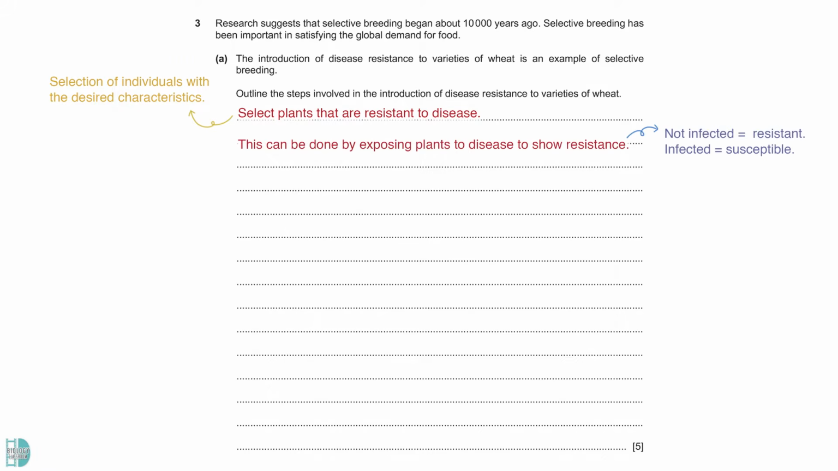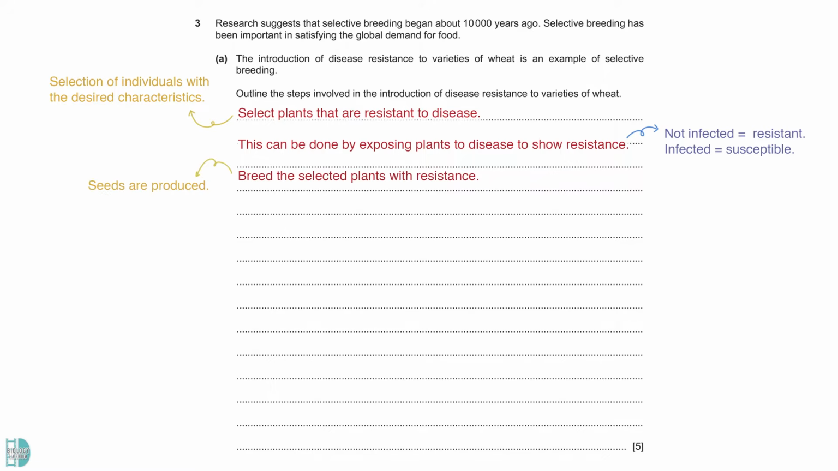3A wants you to outline the steps involved in the introduction of disease resistance to varieties of wheat. First, we have to select individuals with the desired characteristic to breed. In this case, we need to choose plants that are resistant to the disease. This can be done by exposing them to the disease. Their resistance and susceptibility will be shown.